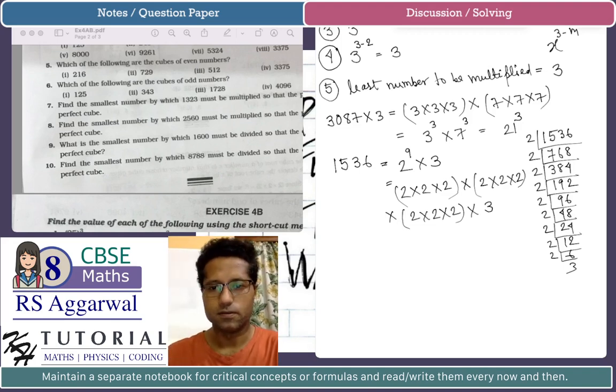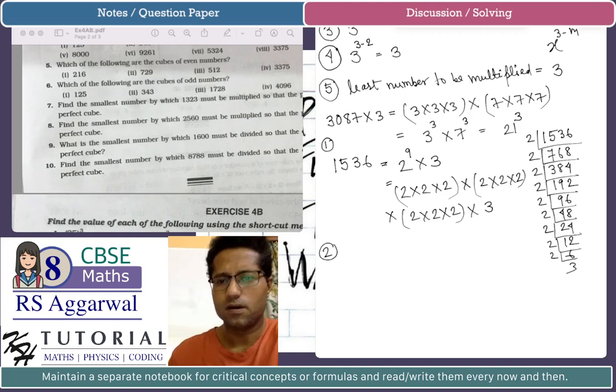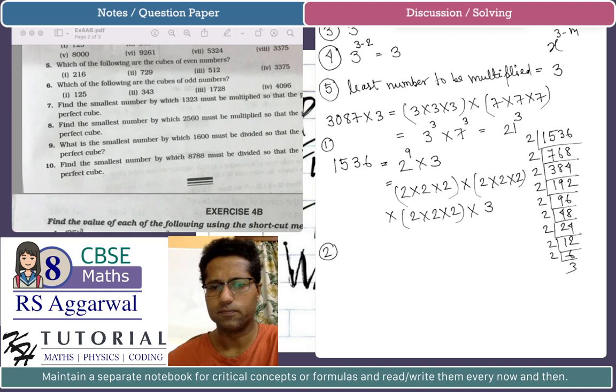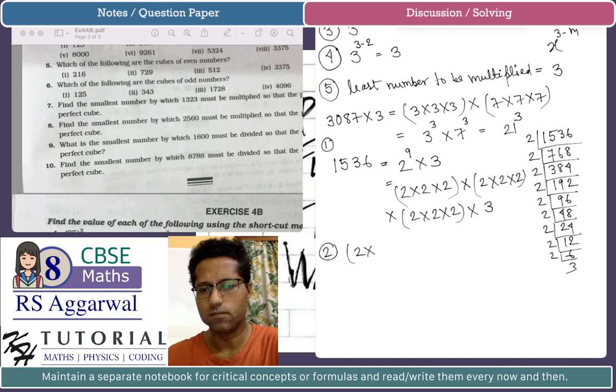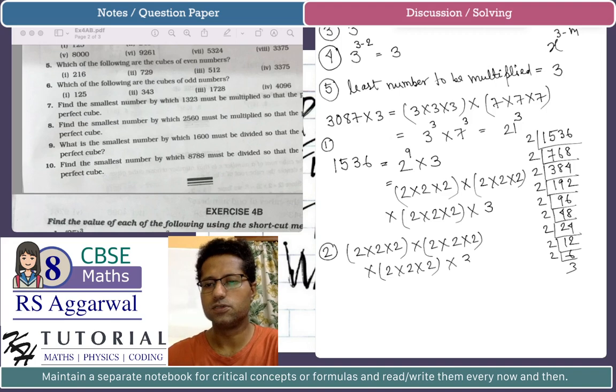So this was step 1. We did the prime factorization. Now step 2 is the same; basically we have already done step 2. Step 2 is where we have to form the triplets of equal factors. We have 3 triplets where each triplet has an equal factor of 2, and this 3. So this is step 2 where we form the triplets.